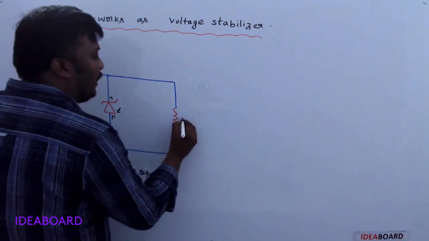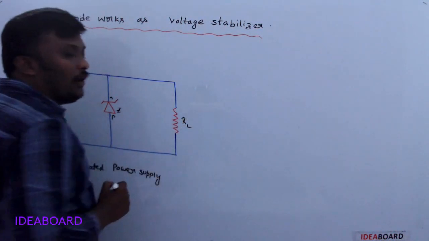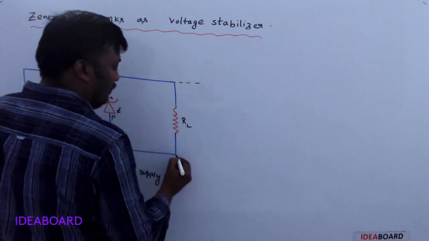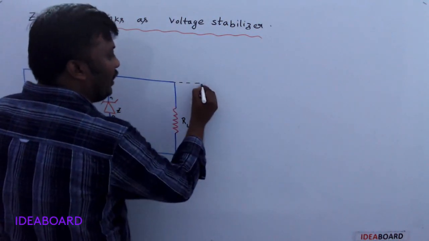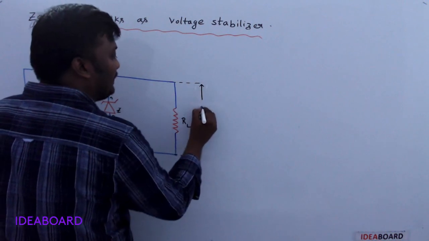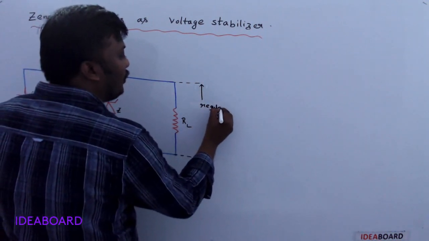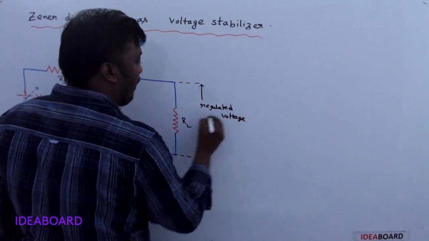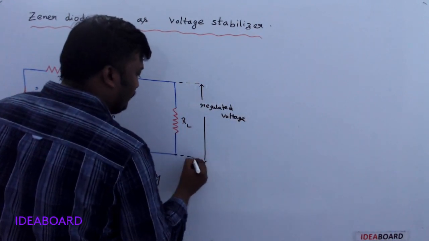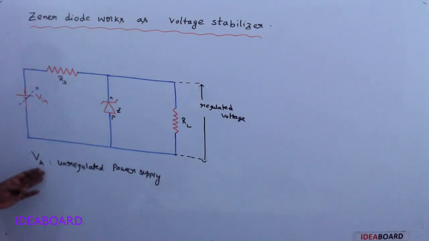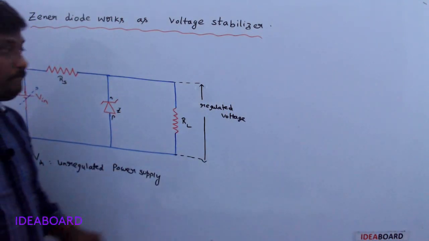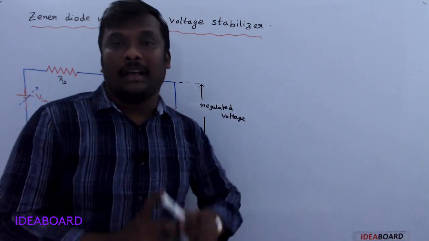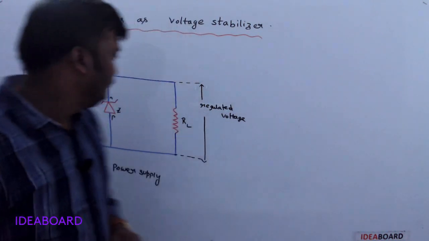And output is always taken across the load resistor. So across RL we can get the output. That output is the regulated voltage. Understand now? We give an unregulated voltage, but the output always comes as a regulated voltage. How does it come? Let us observe.